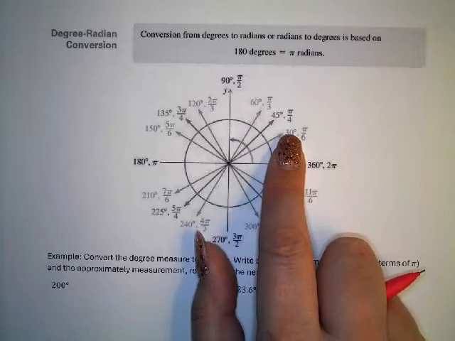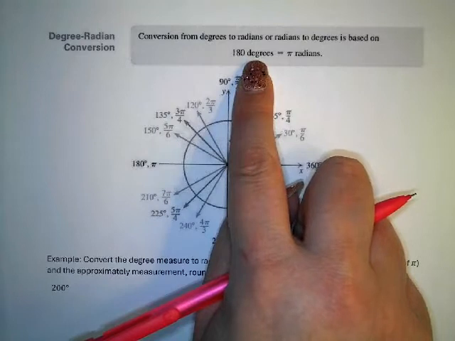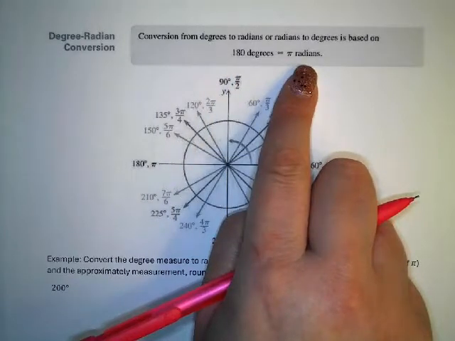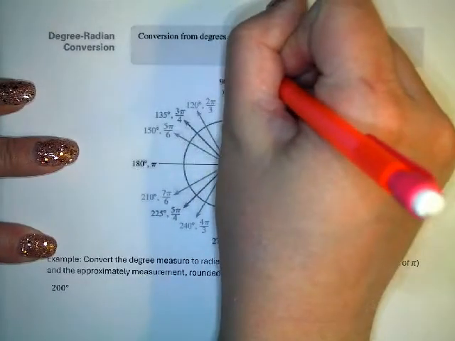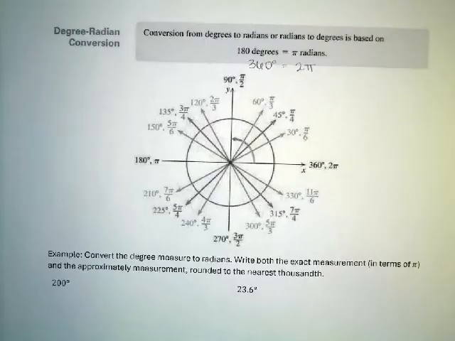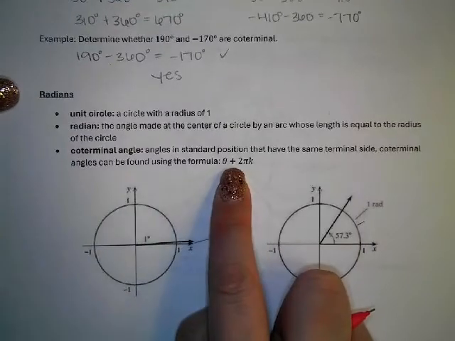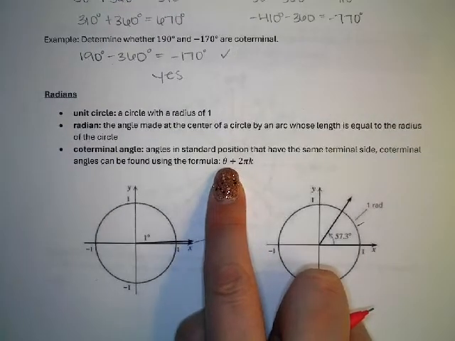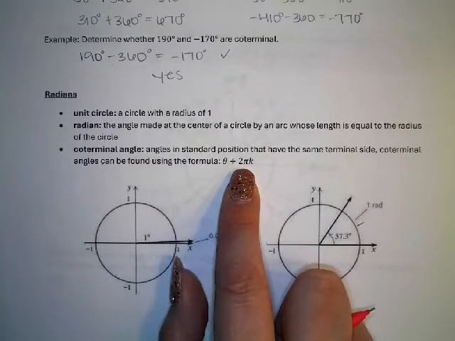Now, the conversion that is important for you to know is that 180 degrees is pi radians. That means that 360 degrees is 2 pi radians. And that's why the little formula for coterminal angles for radians is the angle plus 2 pi k instead of being the angle plus 360 k, because now we're talking about a full circle being 2 pi instead of a full circle being 360 degrees.